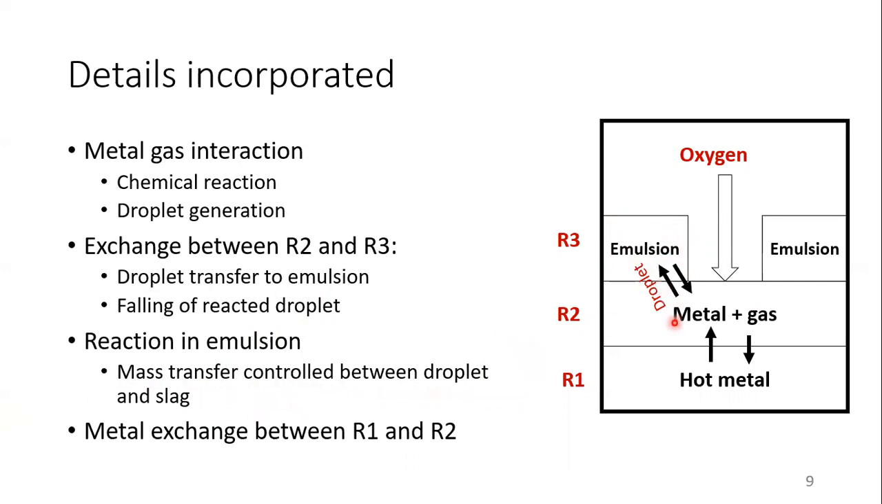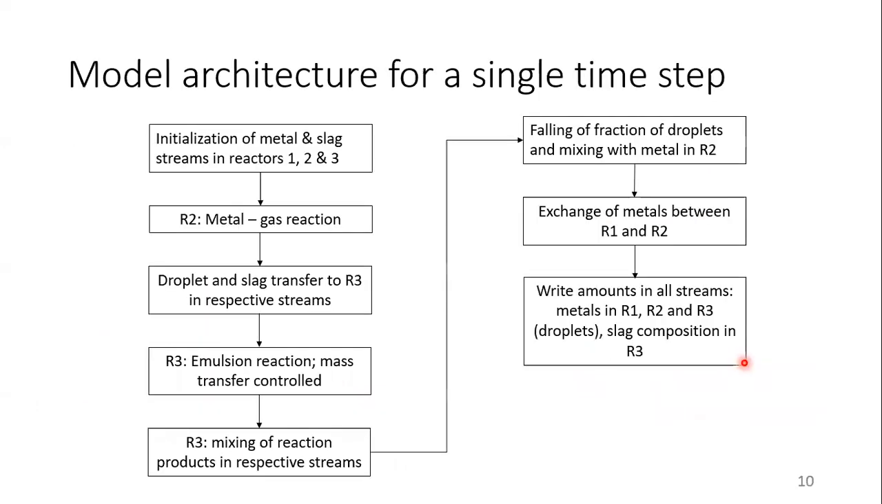And finally, of course, the droplet falls, and ultimately there is exchange between R2 and R1. So, let's say, a fixed amount of metal gets from R2 to R1, and the same amount of metal gets from R1 to R2, so that the reaction continues, and then the chemistry can be calculated at different locations in the converter.